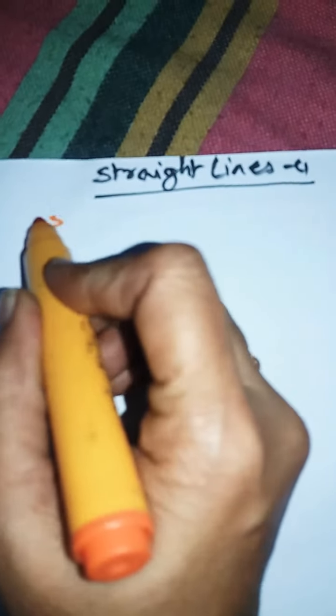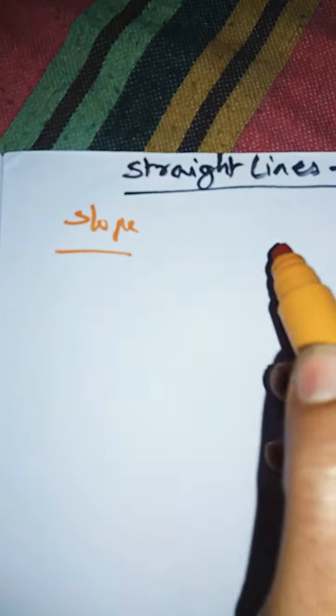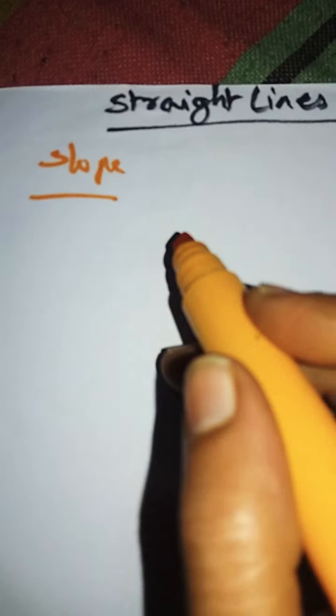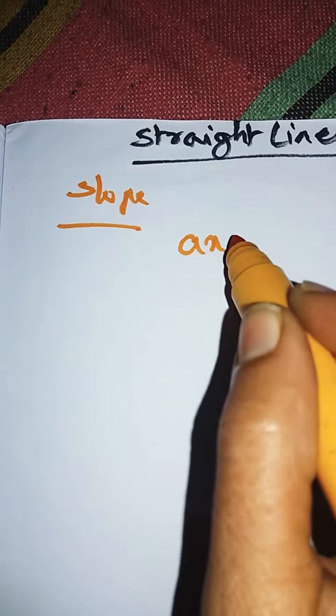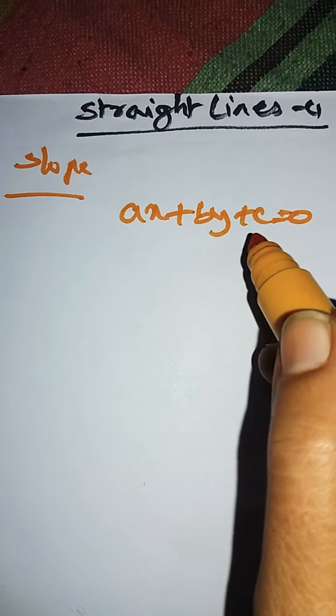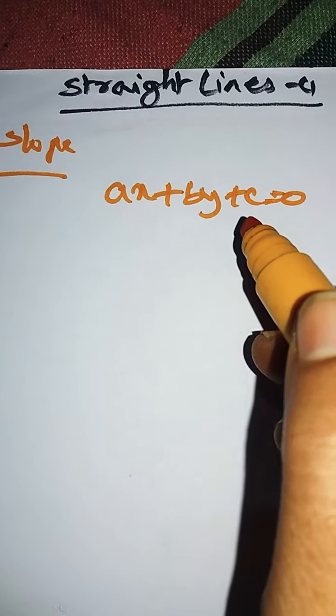Today I am going to explain the slope of the line. So what is the slope of the line? Let us take a linear equation in first degree. So what is the first degree linear equation? ax + by + c = 0. You already learned this concept in 9th and 10th classes.